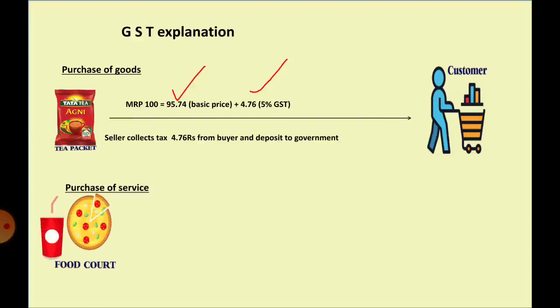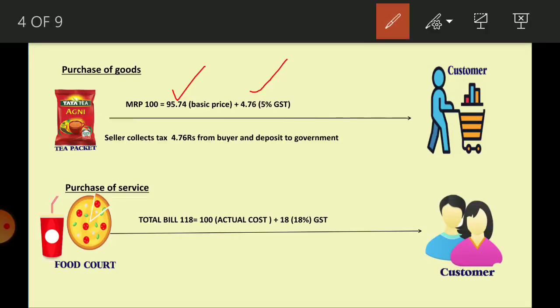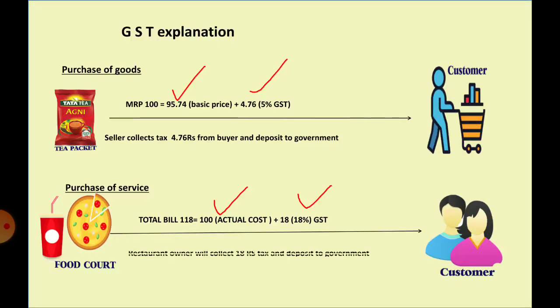Let's take one more example. You are purchasing a service. You are visiting a restaurant and ordering a food and you will get a bill of 118 rupees. Here, actual cost of the food will be 100 rupees and 18% is a GST. 18% of 100 rupees is 18 rupees. Here, the owner of the restaurant collects the tax from the consumer and deposits it to the government on behalf of the consumer.